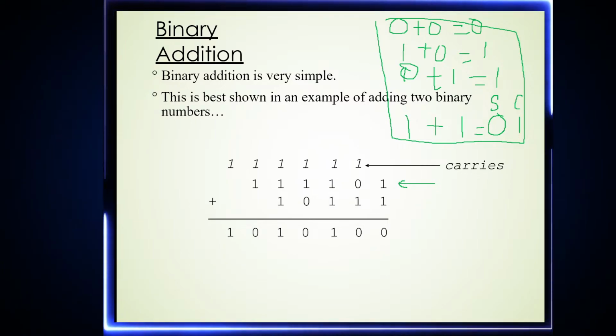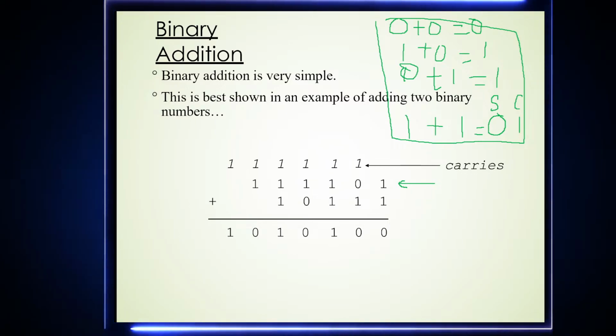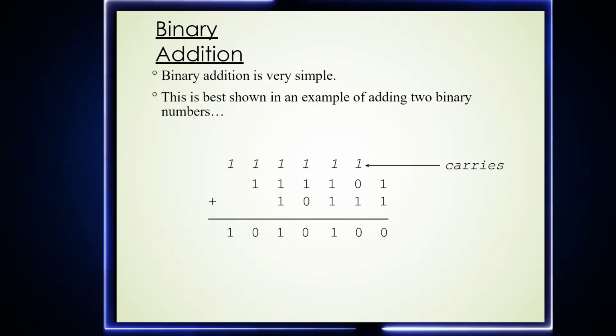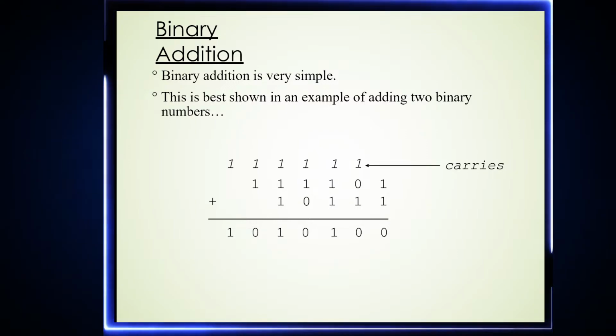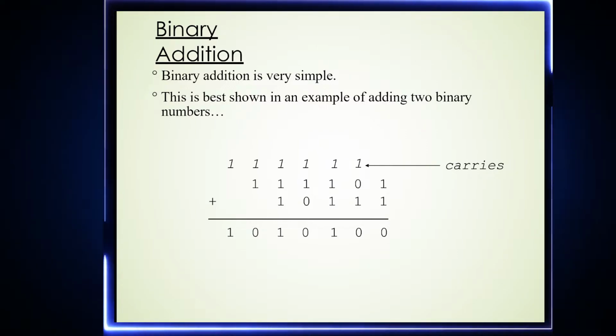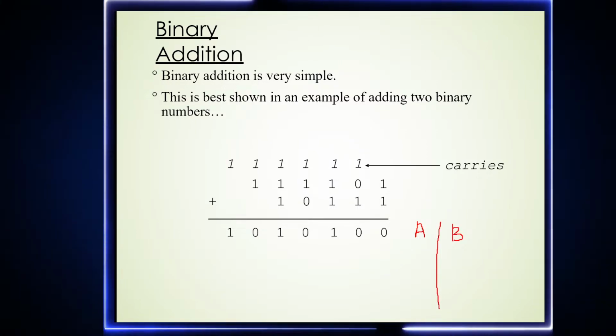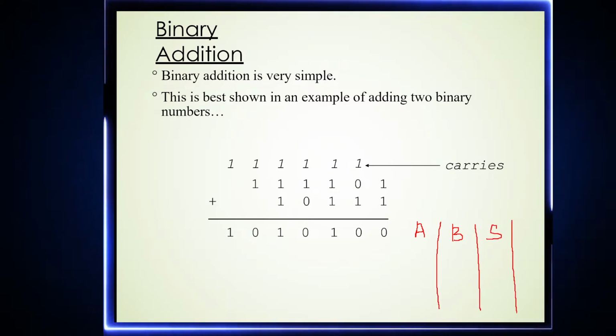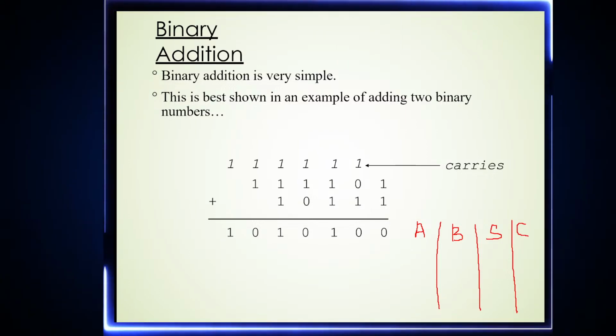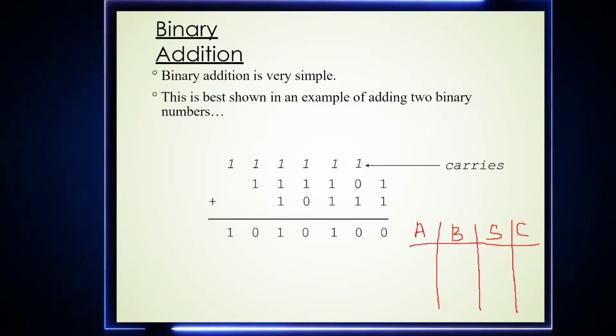Okay, once again I'll just redraw it. I'll draw it here. Let me just change the ink color. Okay, so say this is our first binary digit A, second binary digit B, the sum value and the carry value, right? Okay, so this is our table.